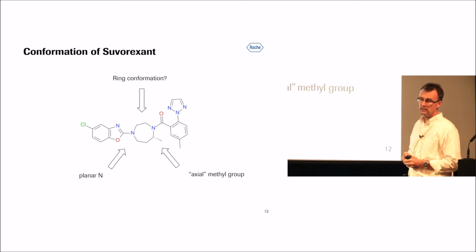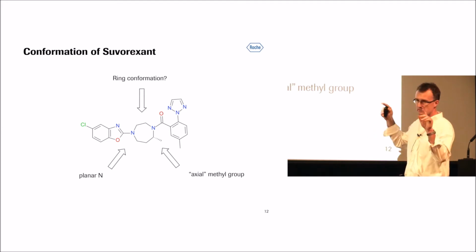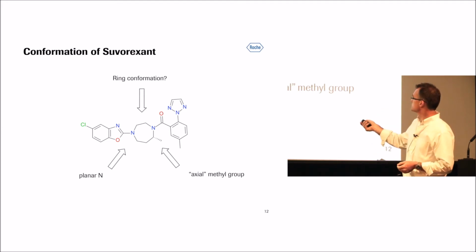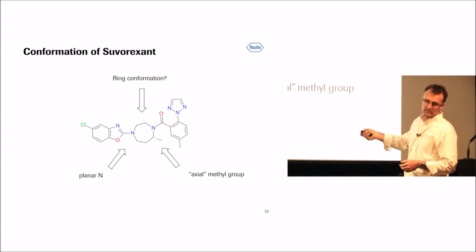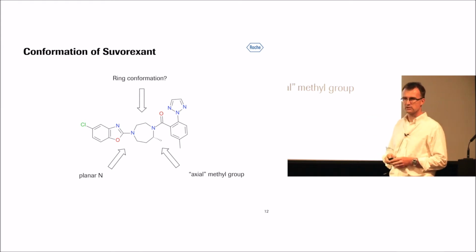It's an orexin antagonist that came out from Merck. And it has some of the features that I've talked about. So it has this axial methyl group, axial in quotes here because it's just orthogonal. We don't know that it's axial yet. Then it has an interesting seven-membered ring system with two planar nitrogens. And of course, there's the question of what's the overall shape and structure here.